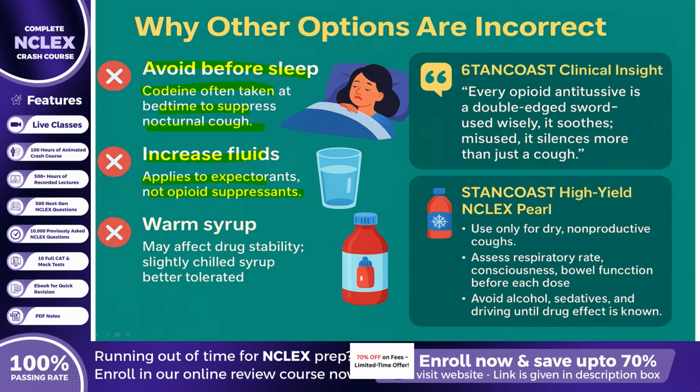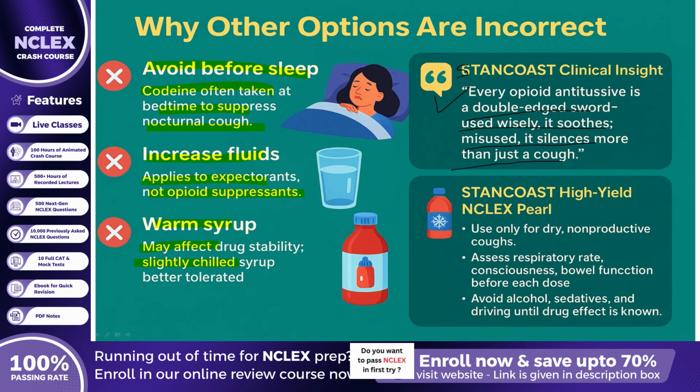Lastly, option D is incorrect because warming cough syrup can change its stability and may irritate the mucosa. Slightly chilling the syrup may make it more palatable without affecting its efficacy. Now, before we wrap up, let us uncover the deeper learning point through the Stan Coast clinical insight. Every opioid antitussive is a double-edged sword. When used wisely, it soothes. When misused, it silences more than just a cough.